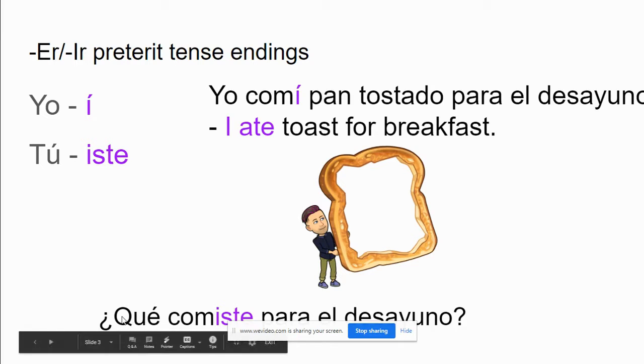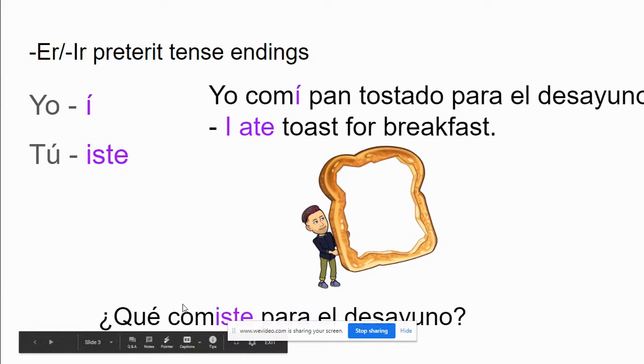Here's a question. ¿Qué comiste para el desayuno? And this reads, what did you eat for breakfast? It's in the past tense because iste is the tú form of the preterite tense for ER verbs. So we know this is in the past tense.